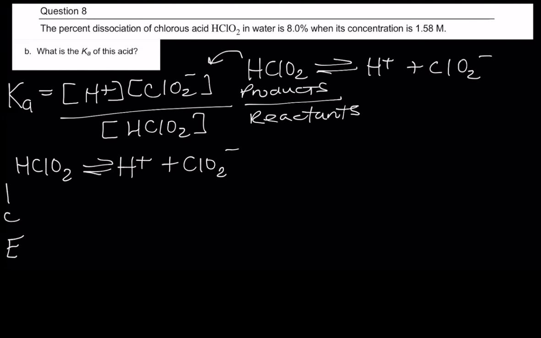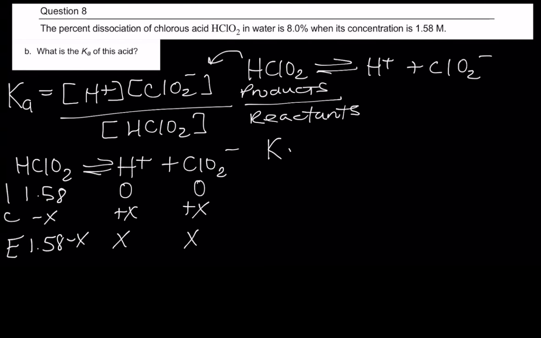So the initial concentration of the acid is 1.58 molar. We'll put negative X here to distinguish the change in concentration. And that will give us an expression at equilibrium of 1.58 minus X, where the initial concentration of H plus and ClO2 minus will be 0. Put positive X to illustrate the gain in products, and that'll give us an equilibrium of X.